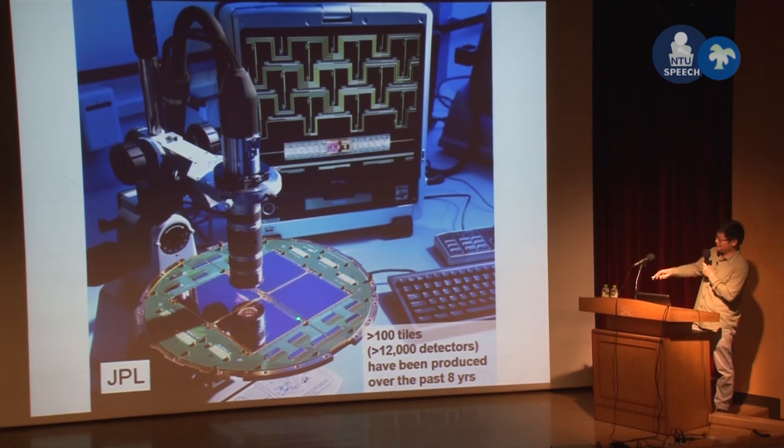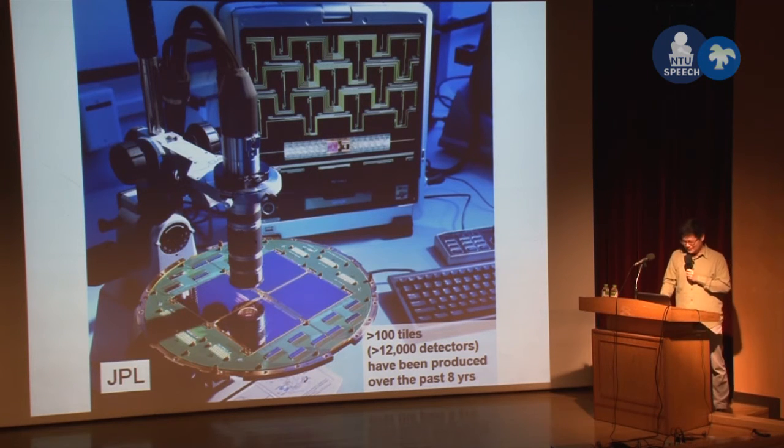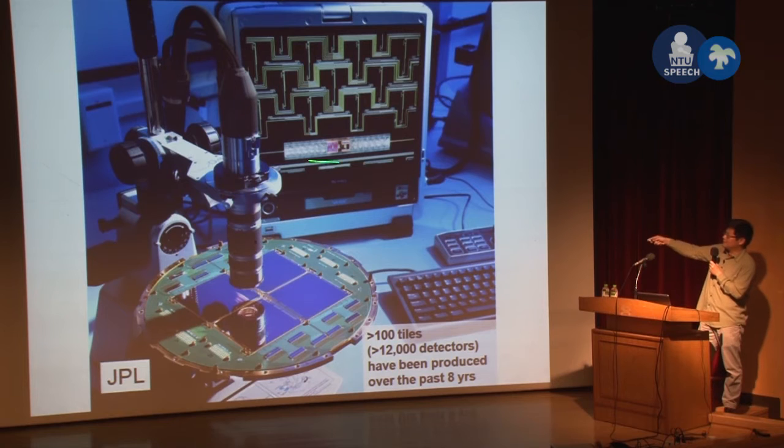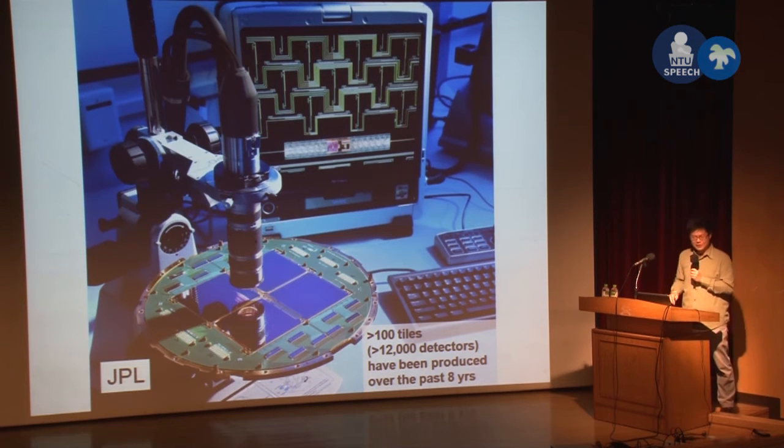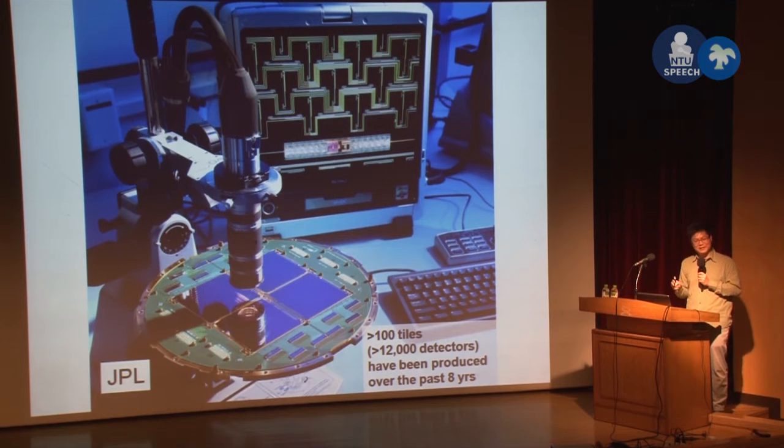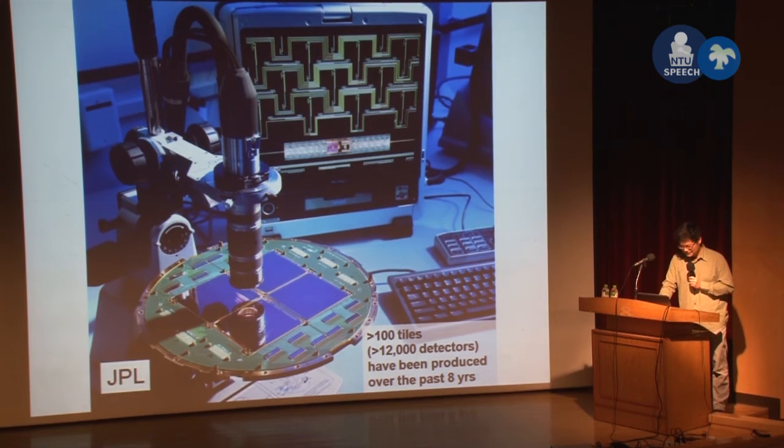And here's a gorgeous picture of the BICEP2 focal plane under the microscope showing the bolometer and the slots and that crazy summing tree. And after that development, for the past 8 years, we fabricated more than 100 tiles of these things, all looking for gravitational waves. Okay.